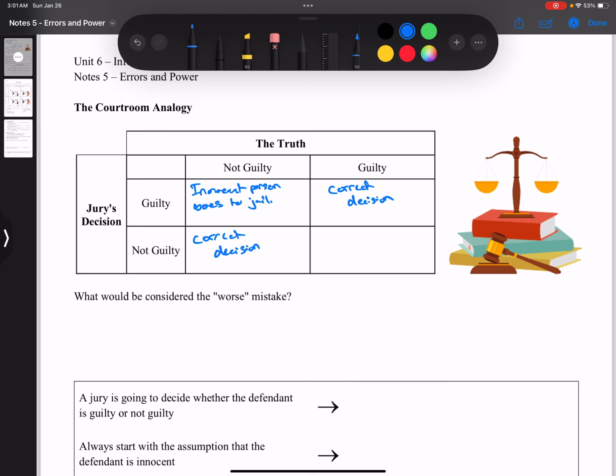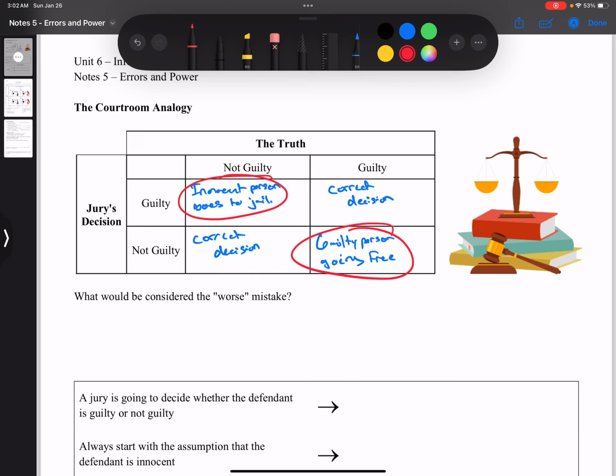And then we have our last situation. If the jury says not guilty, but in reality the person was guilty, we end up with a guilty person going free. Okay? And what we're really worried about right now, especially how we're going to apply this to our class, is these two specific situations, and how they are both errors, but they end with a different result. We either have an innocent person going to jail or a guilty person going free.